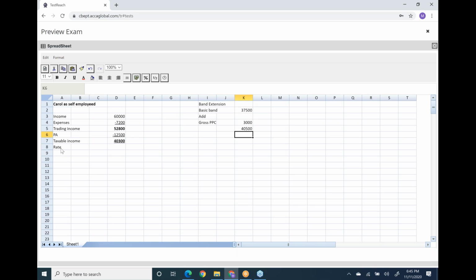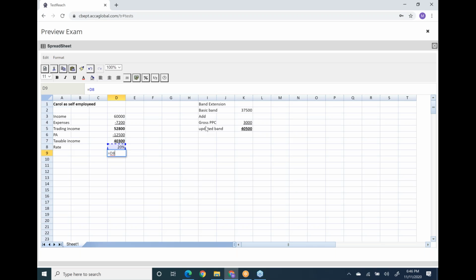Check the updated band, it's 40,500. Now you tell me, check your taxable income. Your taxable non-saving income is 40,300, and the capacity of your first band is 40,500. So luckily you don't need to go into the second band.